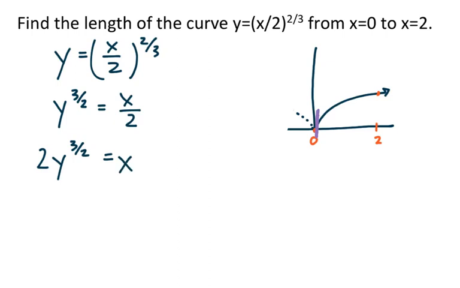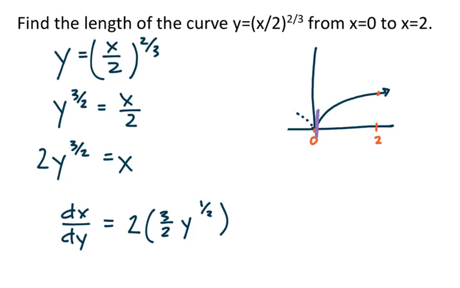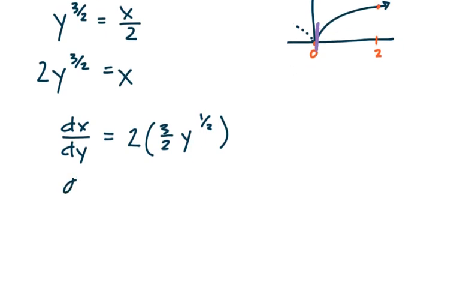So the derivative of x with respect to y, that would be 2 times 3/2 y, take away 1 from that, to the 1/2, or dx/dy equals 3 square root of y, or y to the 1/2.